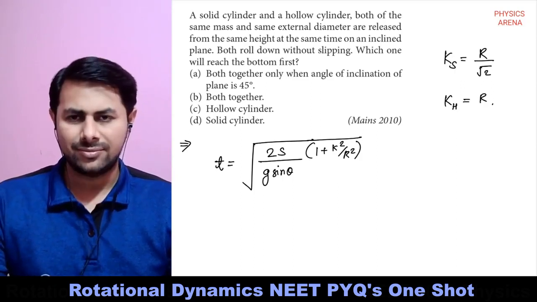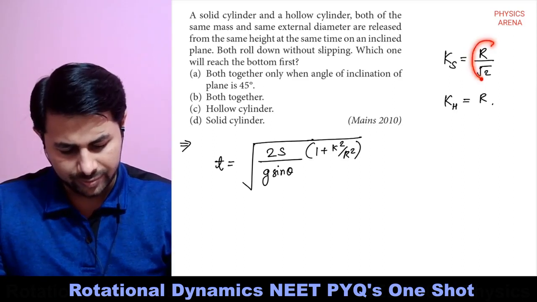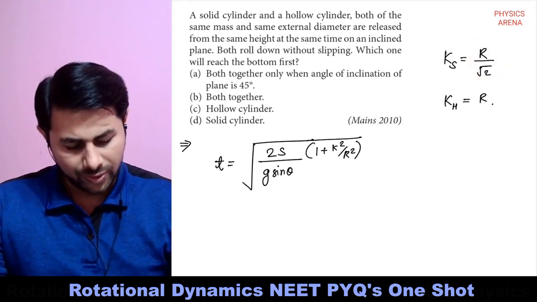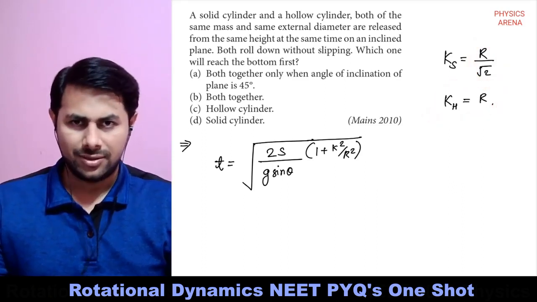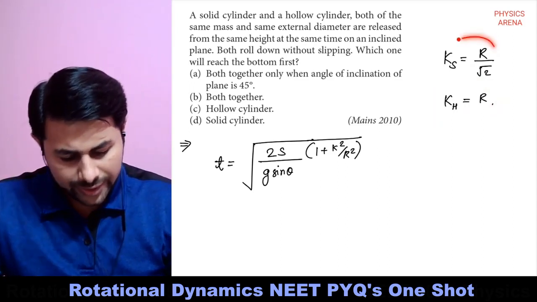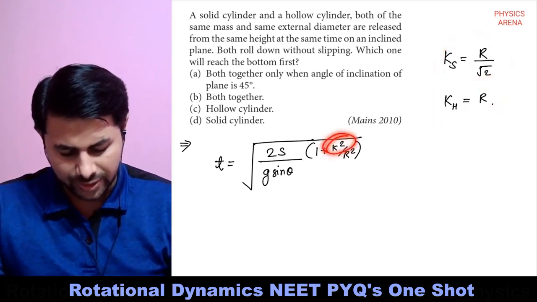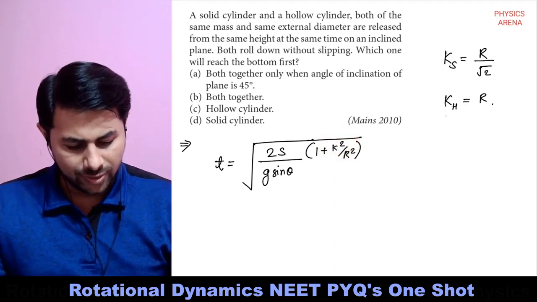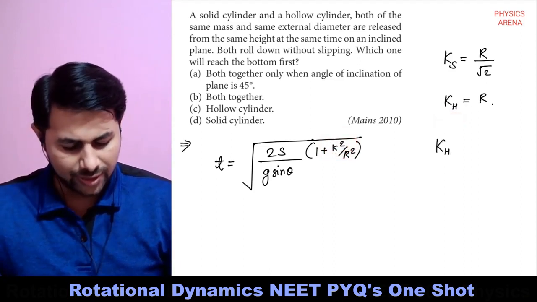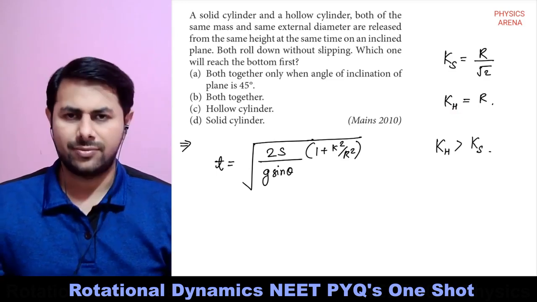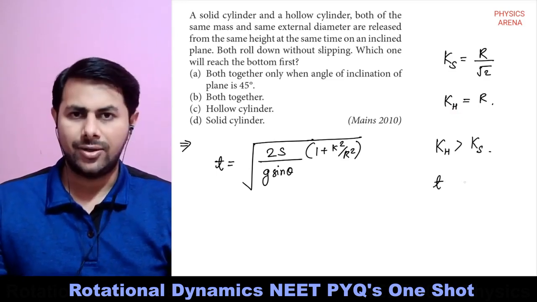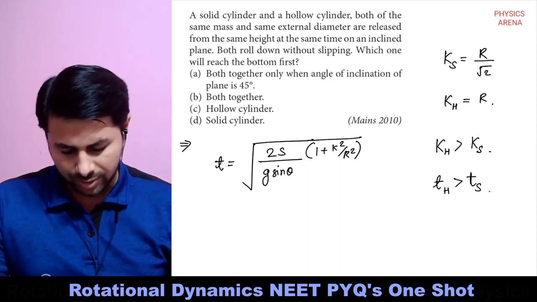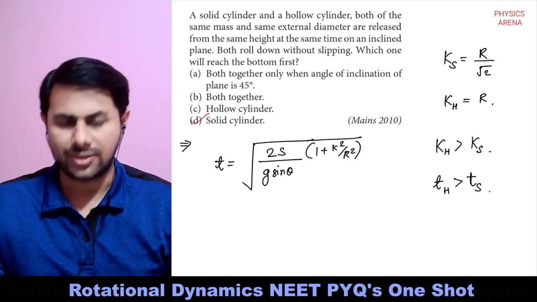So what is the answer for solid cylinder? Okay, k is r upon root 2. That means k is smaller. Okay, for hollow cylinder, k is equal to r. Okay, so solid cylinder will take less time, because it depends on k. If k is more, time taken will be more. So k for hollow cylinder is greater than k for solid cylinder. That means time taken by hollow cylinder will be more than time taken by solid cylinder. So solid cylinder will reach first.